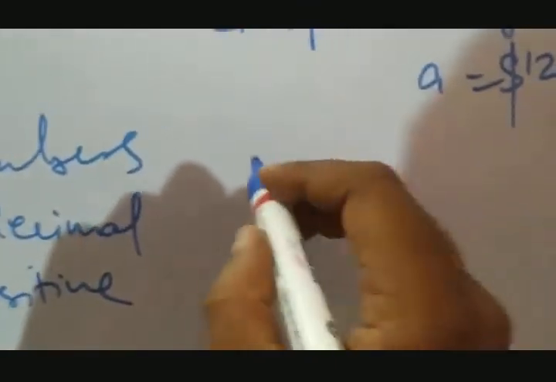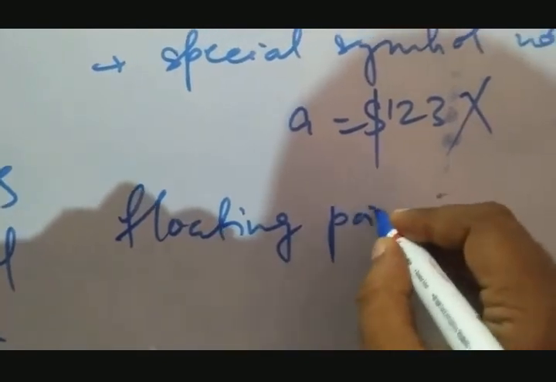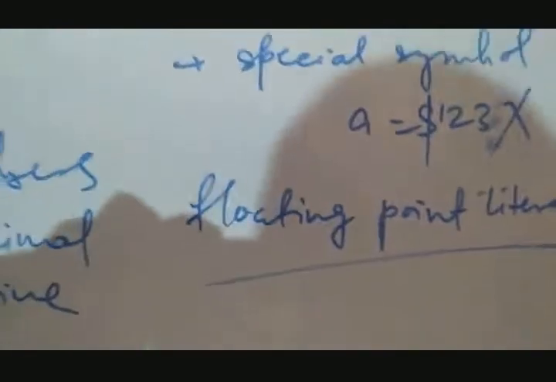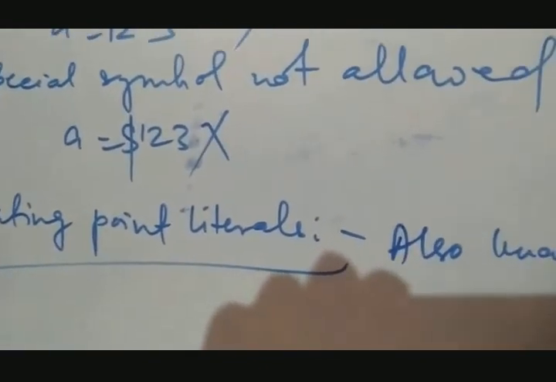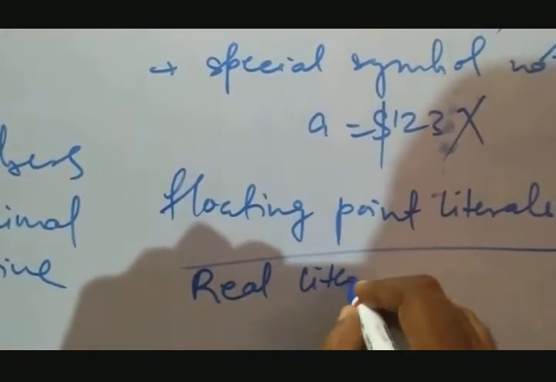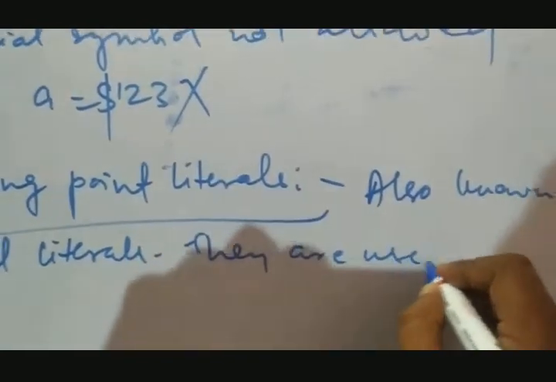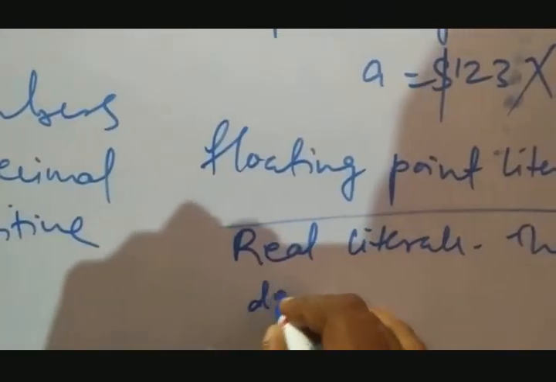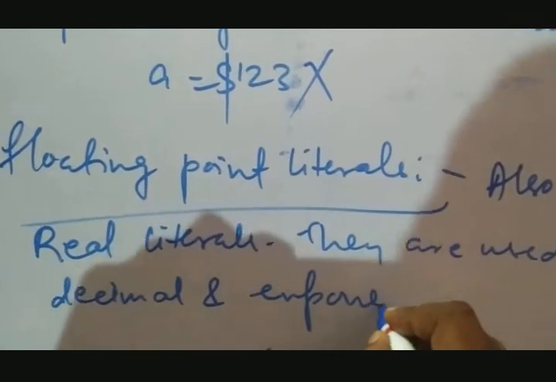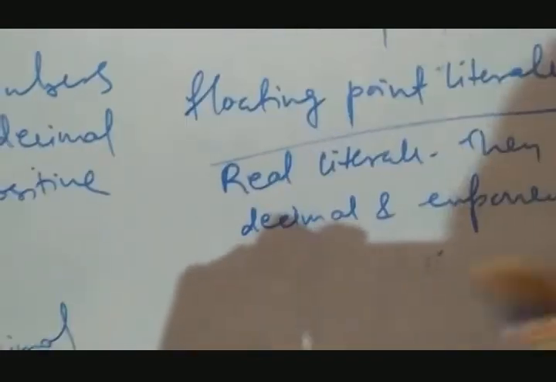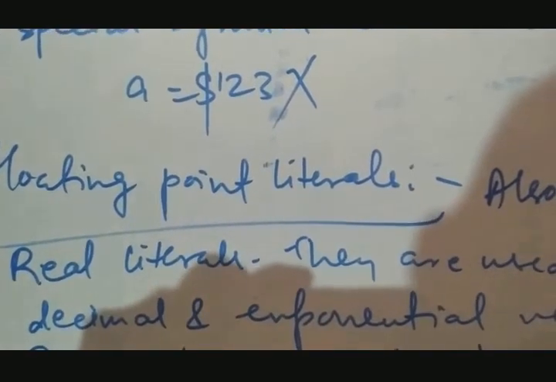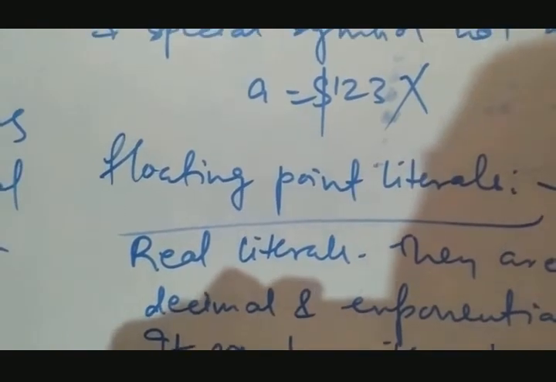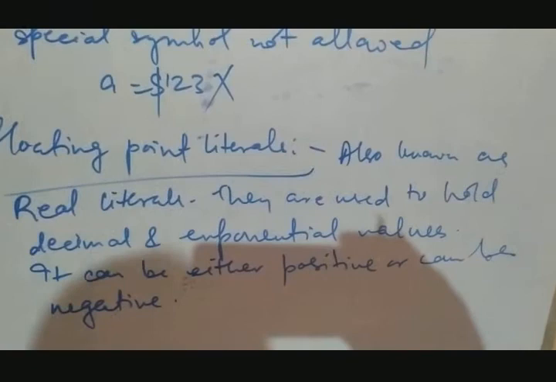Now moving to the floating point literals. What are the floating point literals? These are also known as real literals. They are used to hold decimal and exponential values. They can be either positive or negative.